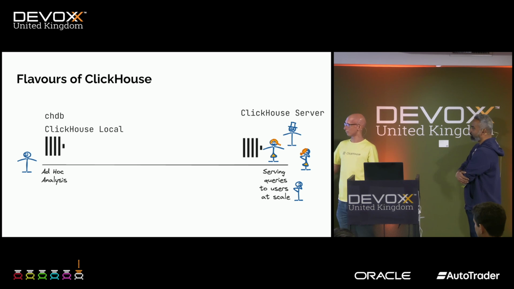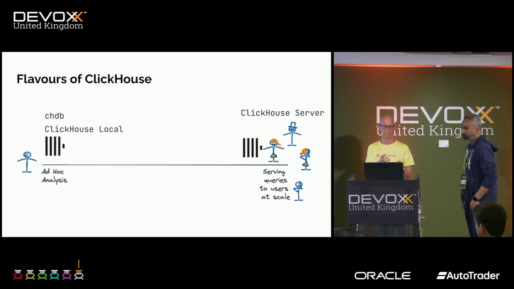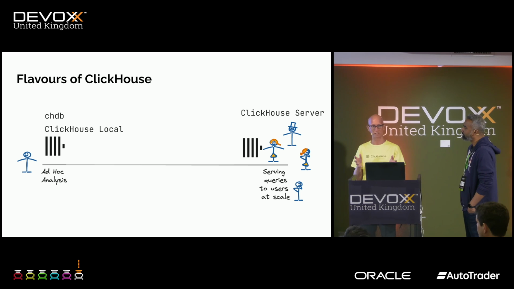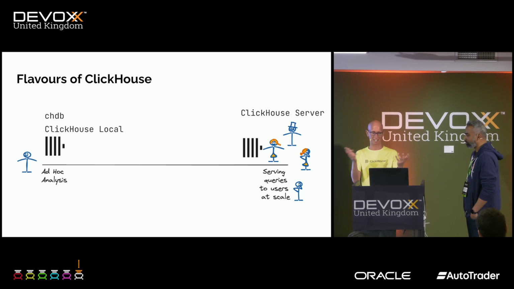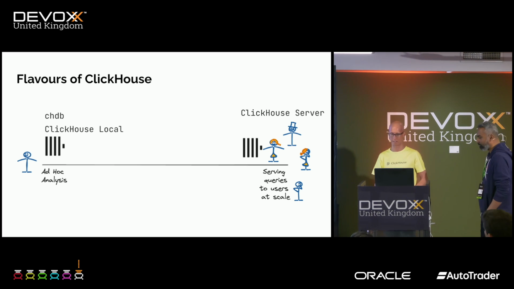But there is also a version of ClickHouse that you can use more for ad hoc analysis. It's chDB, a Python library around the ClickHouse engine. And then there's ClickHouse Local, which is like a CLI that you can just run on your command line to get the ClickHouse querying capability and just point it at files and do stuff like that.